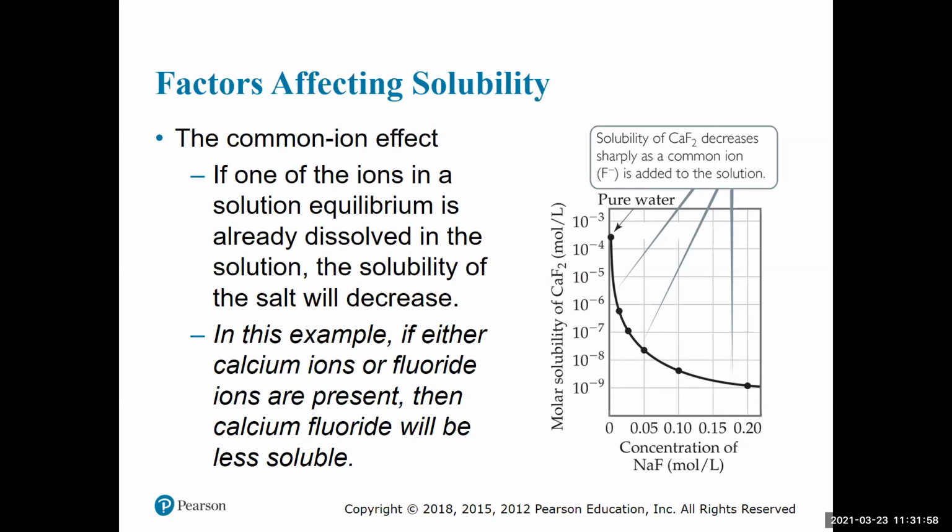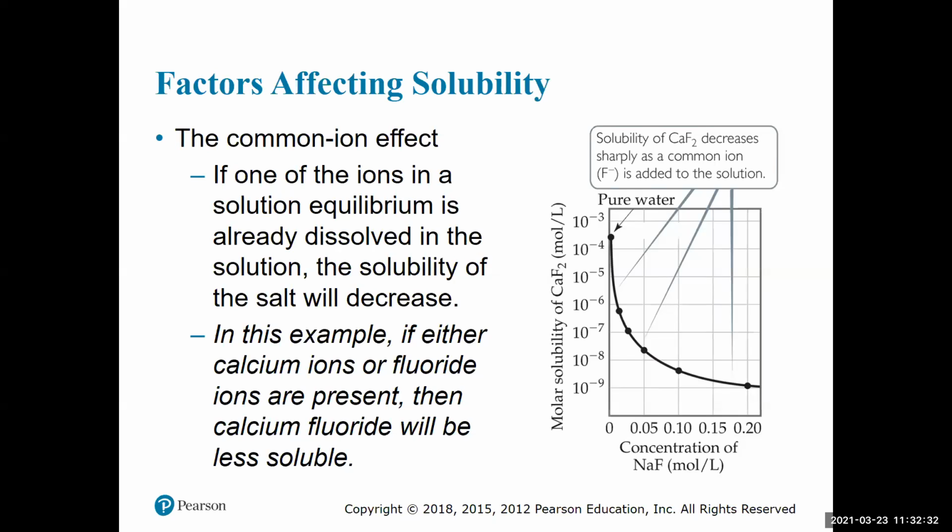The K value never changes. It's a constant. By definition, it's a constant. So if you have these two variables and one of them goes up, then the other one has to go down in order to have that product still equal the K value. If one of those goes down, then that means the equilibrium had to be pushed back towards the solid. That's the only way to get rid of it, right? And that's what we're talking about when we say common ion effect.